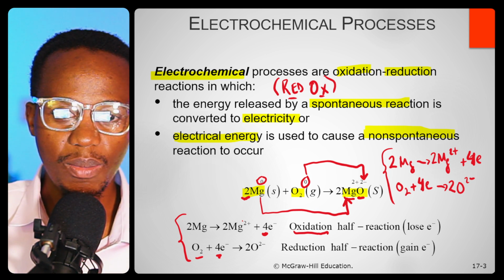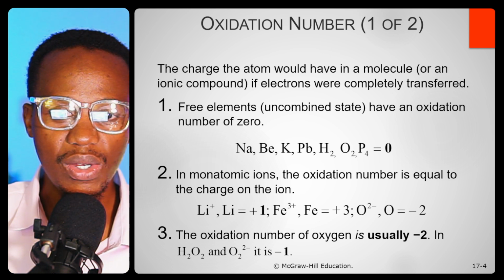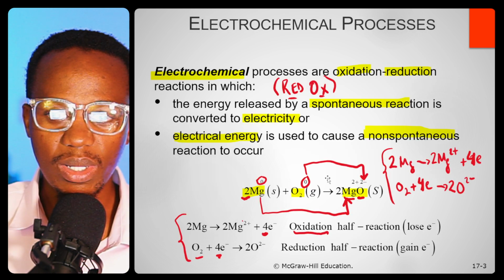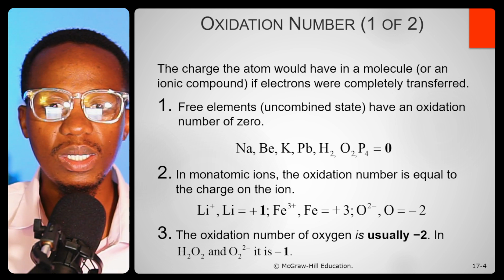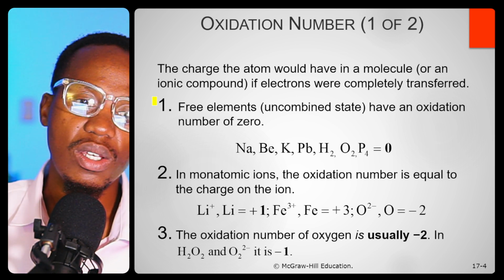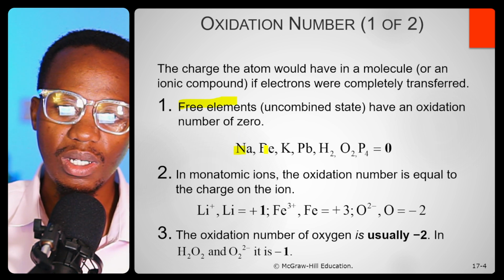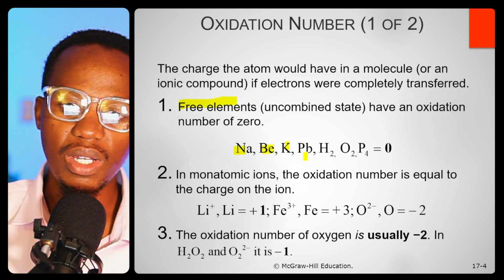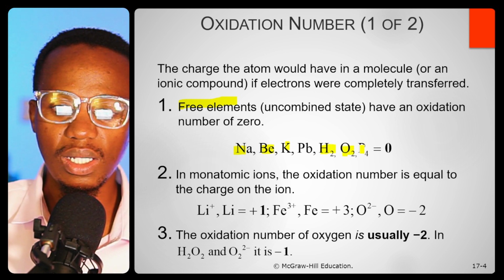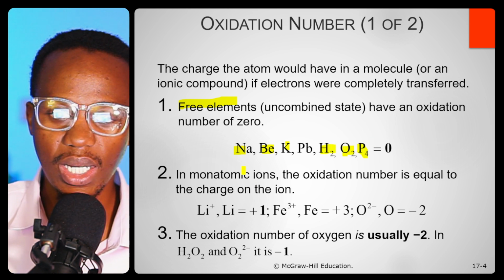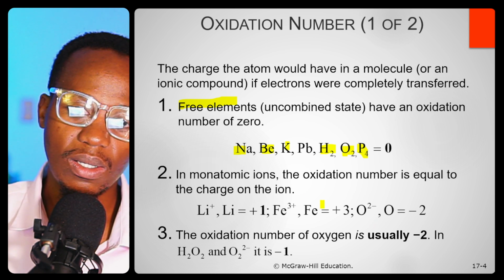But again, let's go back here and talk about oxidation numbers. How do you get these numbers at the top, the oxidation numbers? Well, the way we get them is through a few rules. If you have a free element by itself, like sodium, barium, potassium, or even H2, O2, these will have an oxidation number of 0, even if they are diatomics.